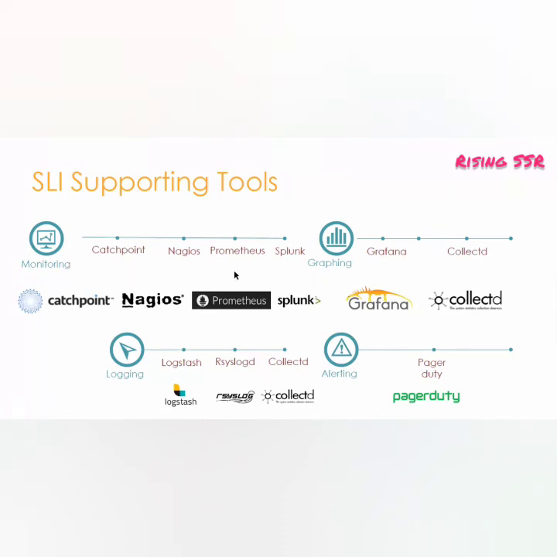Some of the tools, right, Splunk, Prometheus, Grafana, CollectD, all these are tools for monitoring. Grafana is used to plot charts and graphs. CollectD, same thing. Then for logging, nowadays most companies use Logstash. There is also Kibana for logging, which is very prevalent nowadays. Most companies have started using Kibana because it has some machine learning capabilities as well.